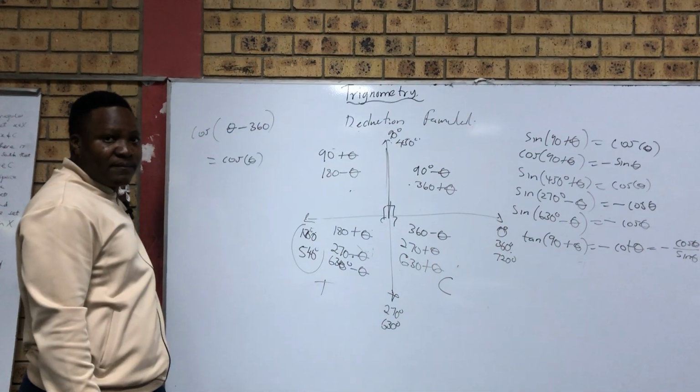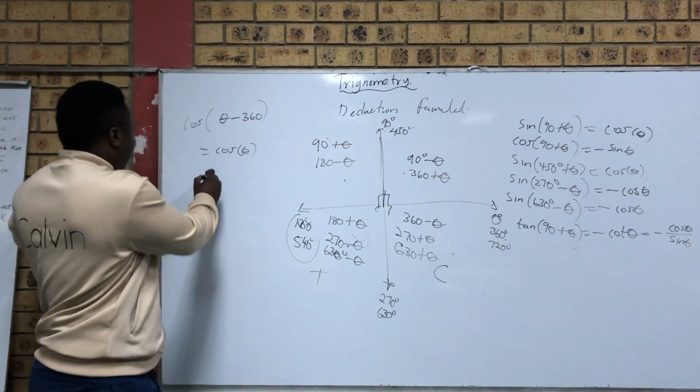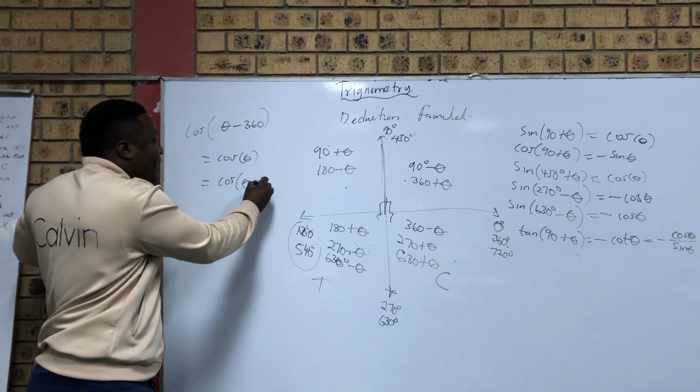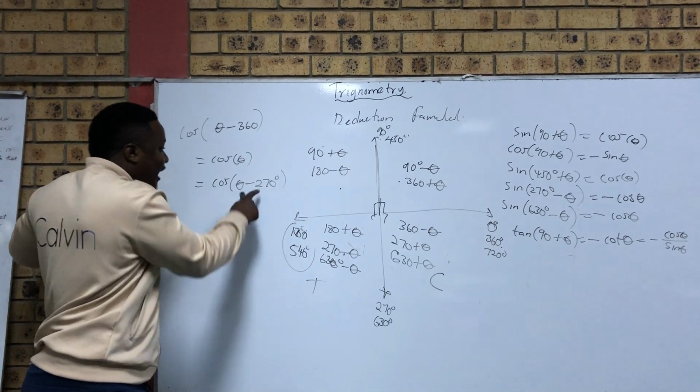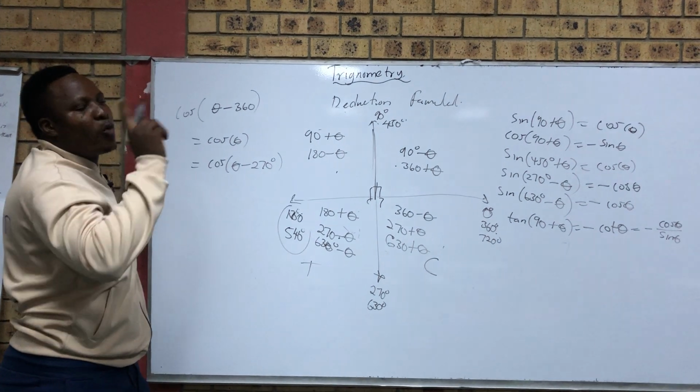So this is going to be the same as cos theta. But if it's going to be somewhere here, and you're going to have maybe cos of theta minus 270 degrees, and you look at this one, it is found in the vertical all the time. Check where your angle is found.